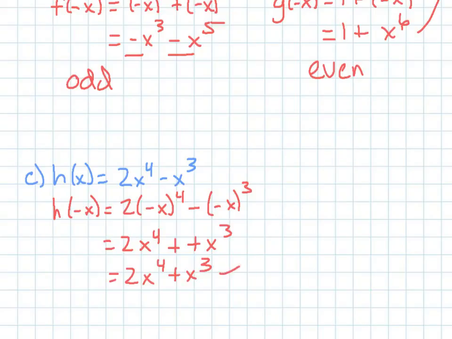Okay, now looking at these two functions, the 2x to the fourth are the same, but the x cubed is not the same. We started with a negative x cubed, and now we have a positive x cubed. So one of them stayed, one of them switched. So since they're not both one or the other, then that means we are neither. So this is a neither. Our function's not either even or odd.